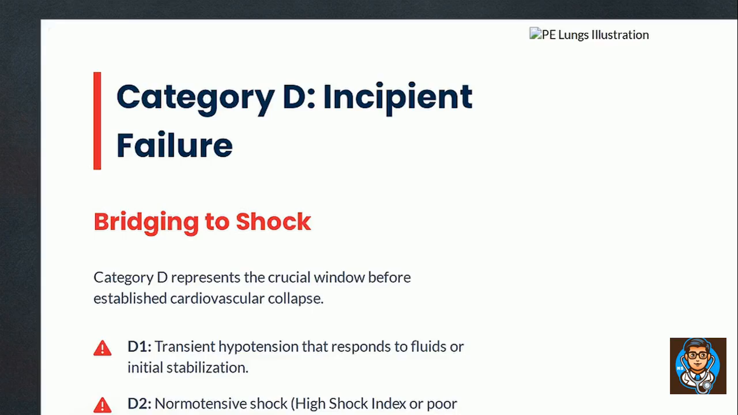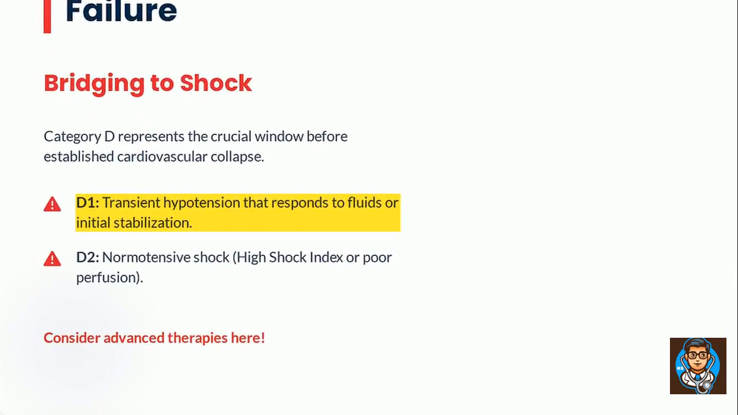Returning to our initial fork in the road, let's look at the patients with low hemodynamics. This graphic introduces category D, incipient failure. D1 is defined as transient hypotension that responds to initial fluids. D2 covers normotensive shock, where blood pressure looks acceptable but perfusion is poor. Both states represent the crucial window just before complete cardiovascular collapse.